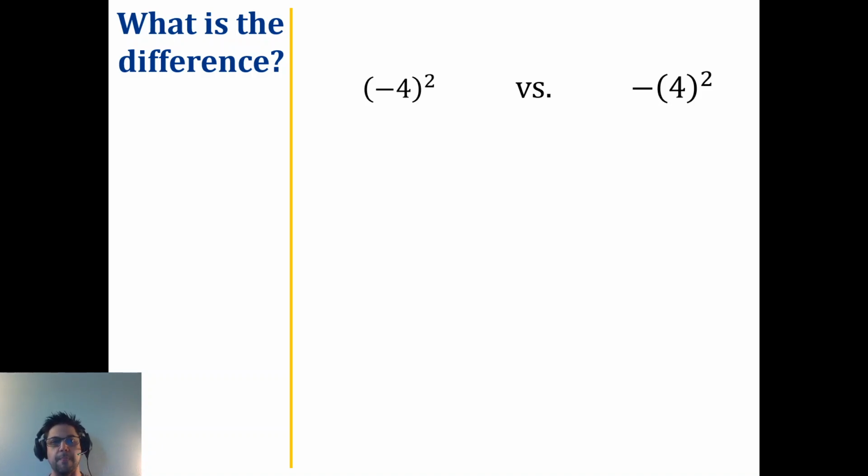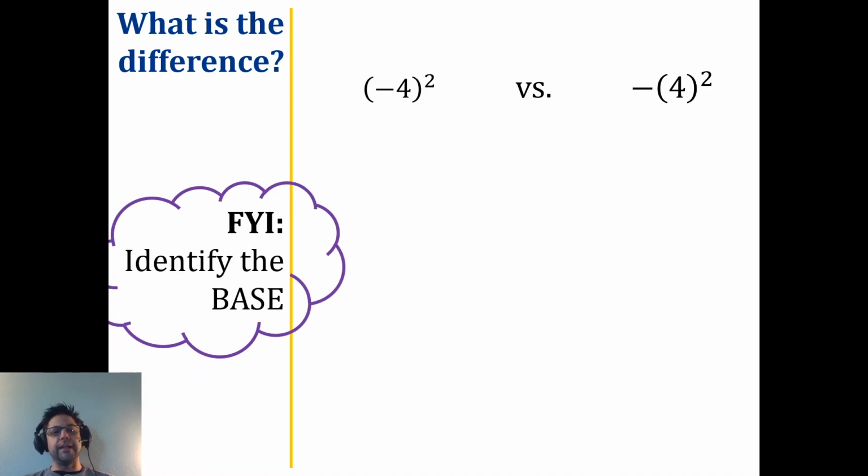All right, so what's the difference? The difference is clearly where the negative is placed. On our first one, the negative 4 inside the parentheses means my base is negative 4, my exponent is 2, so really I would write it twice.